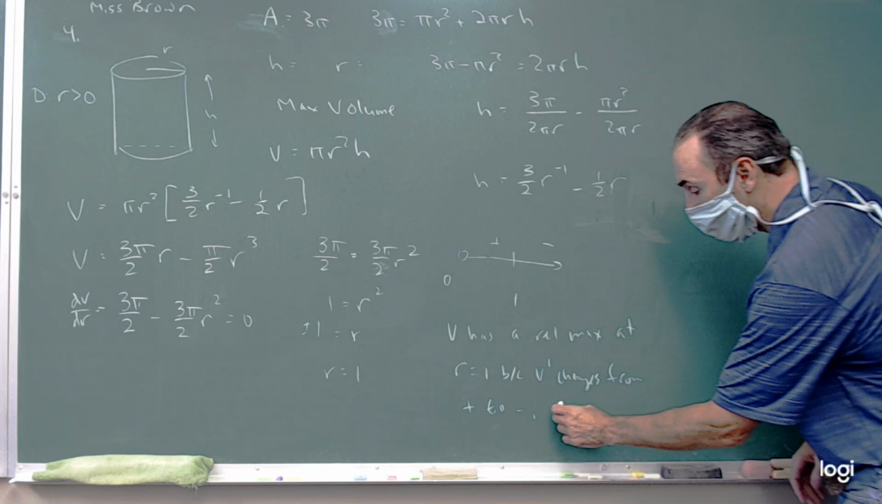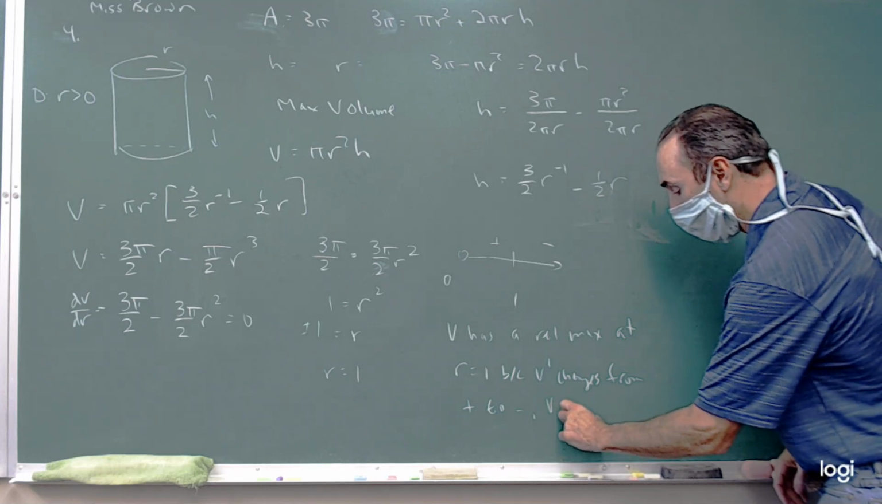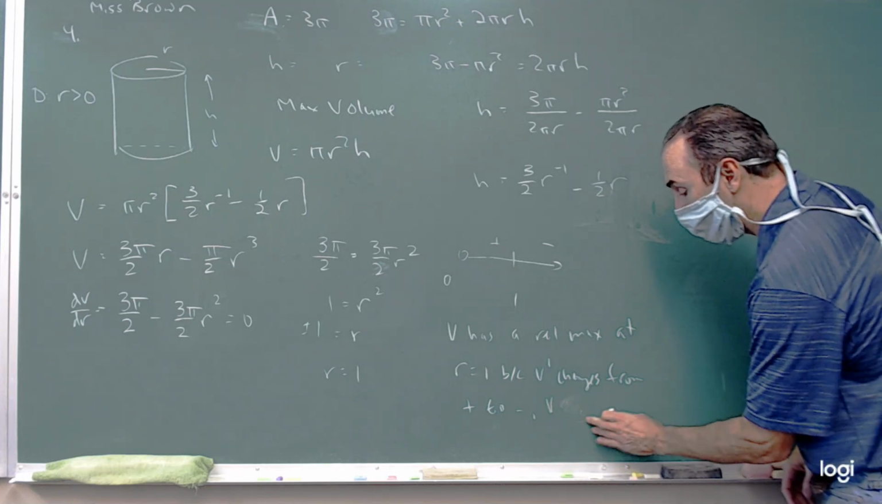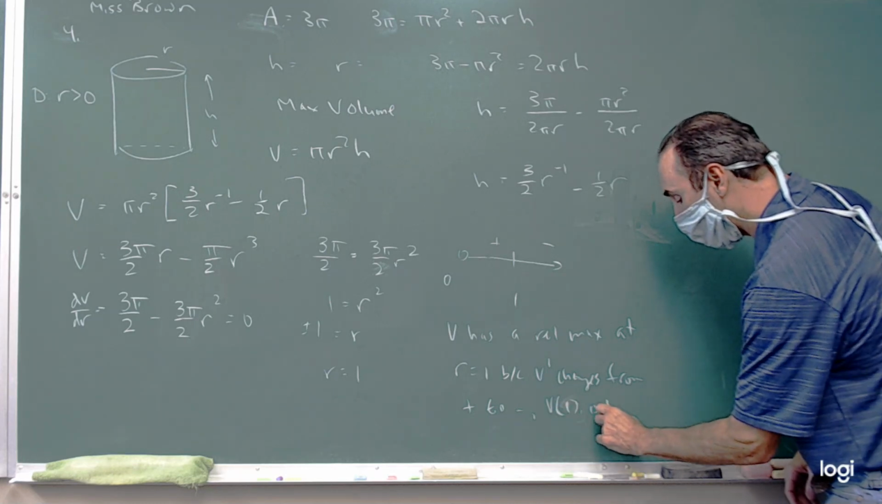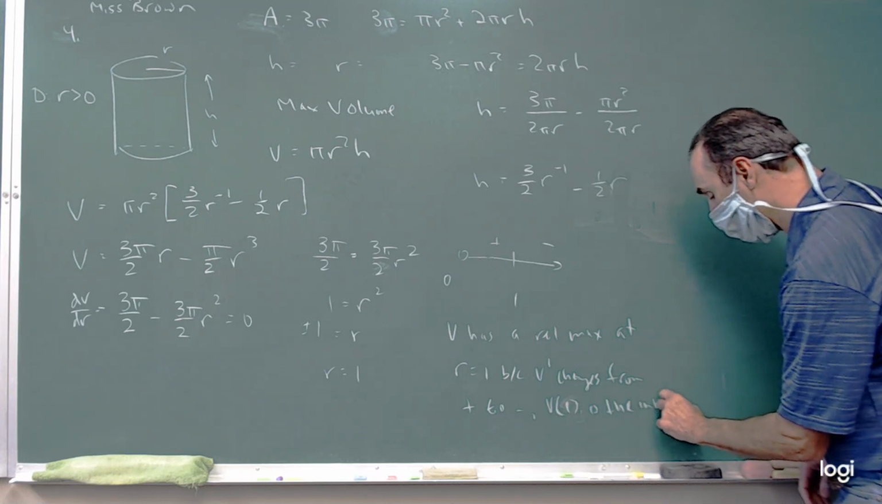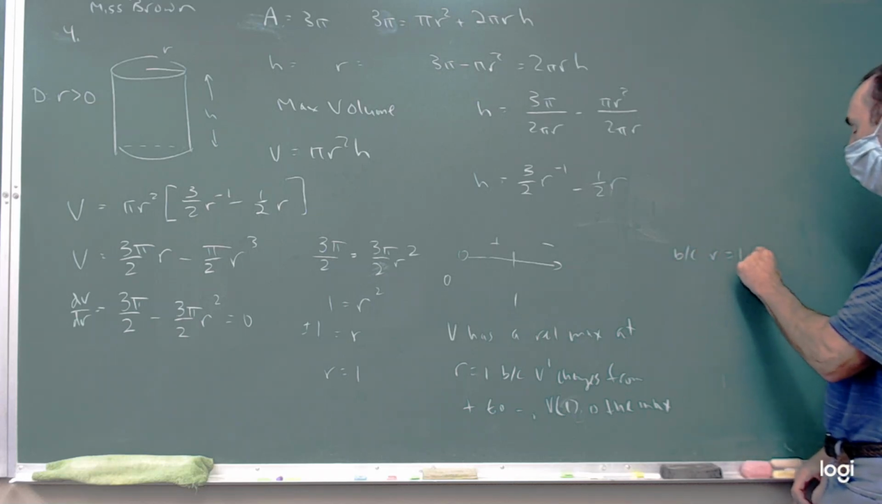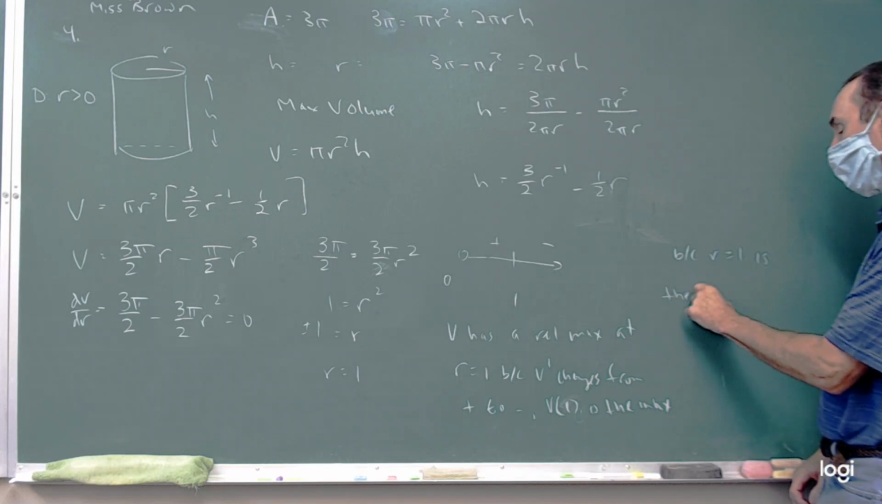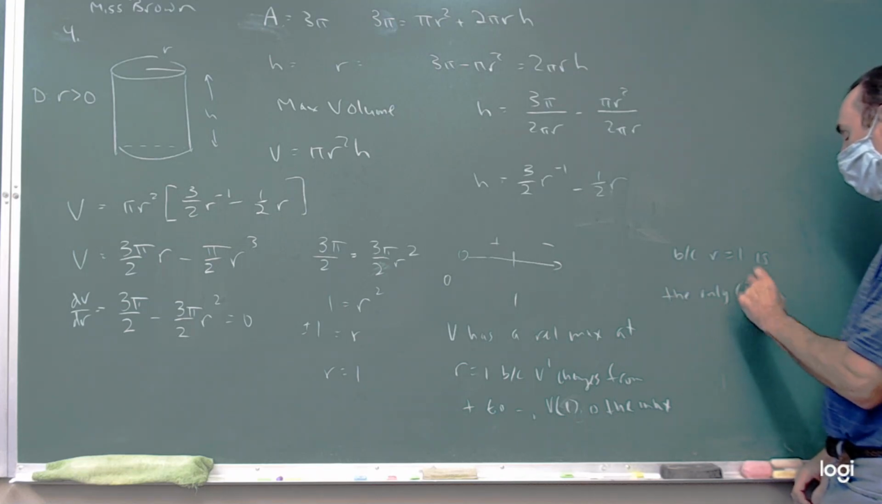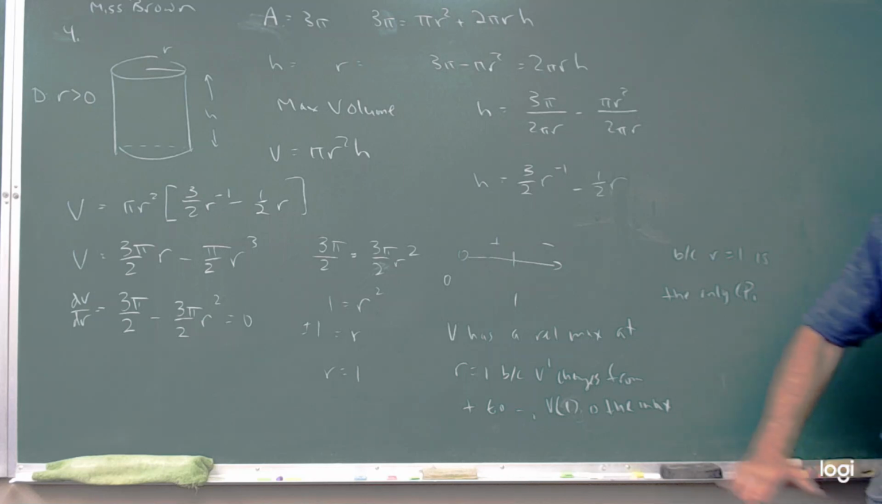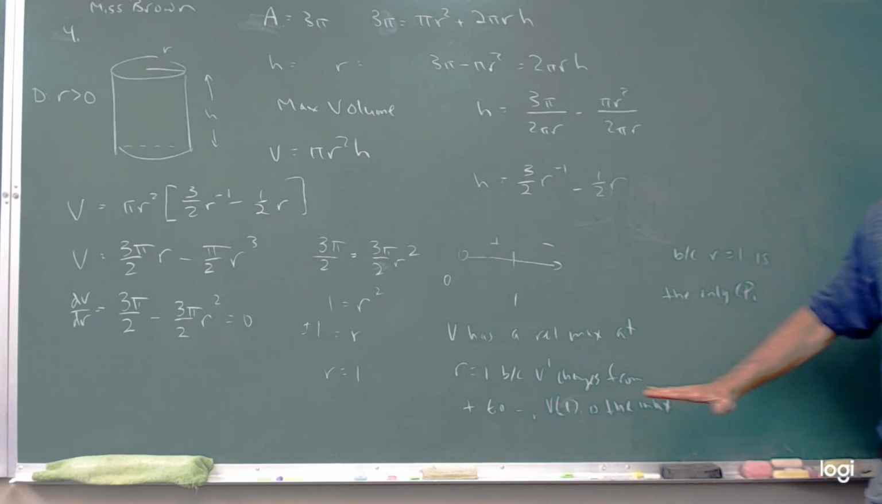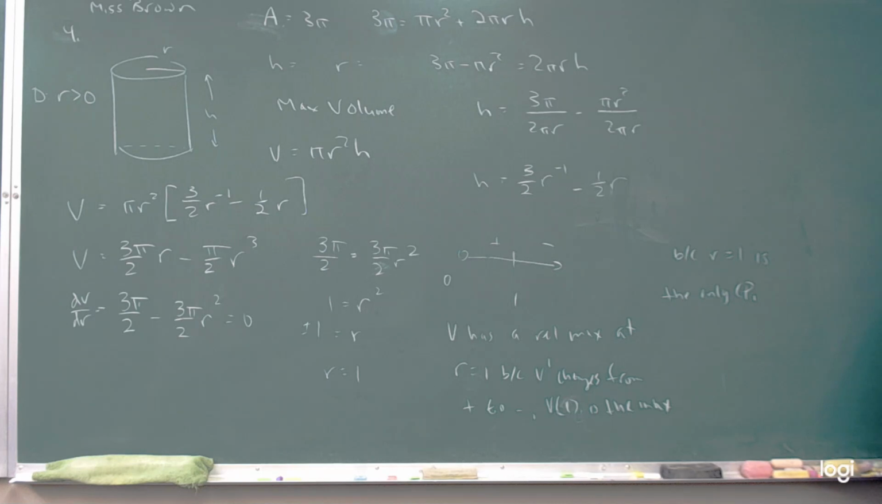Okay, so the V of 1 is the maximum. That's the absolute maximum, because r equals 1 is the only critical point. So that's how we can go from a relative maximum to an absolute maximum. If there's more than one critical point, it gets significantly more difficult, because then this argument doesn't hold any longer.